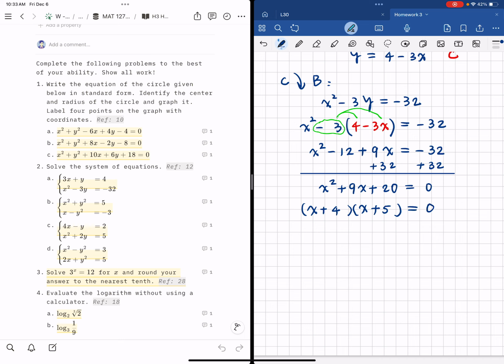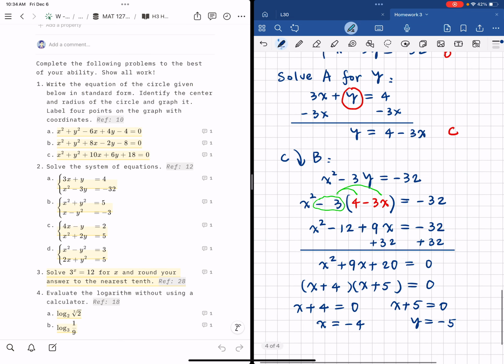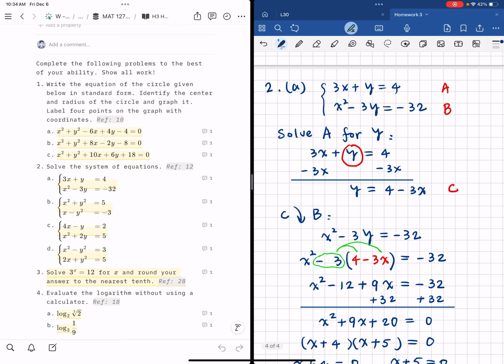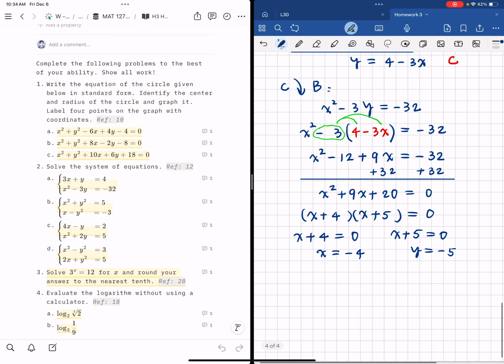And then by the zero product property, each of them could be 0, which means x could be negative 4, or negative 5. And don't forget about y, right? Because remember, y is also a variable in the system. So we're going to use equation C to solve for y.